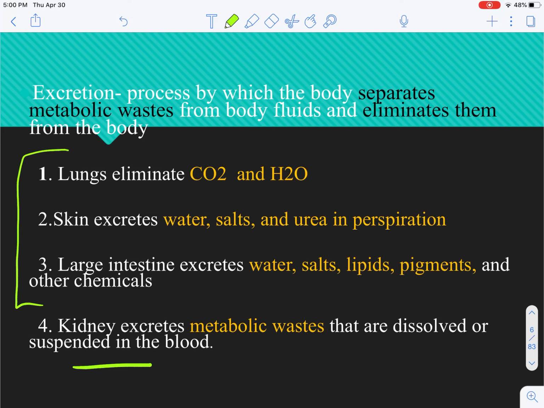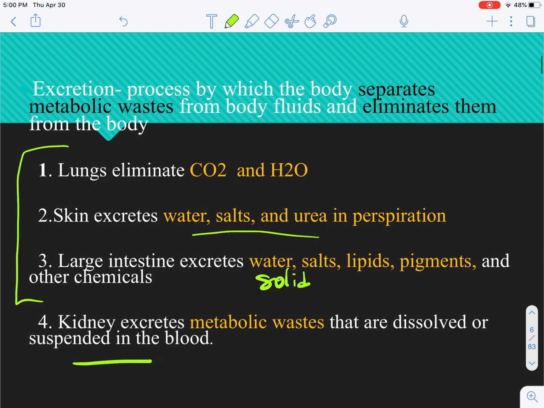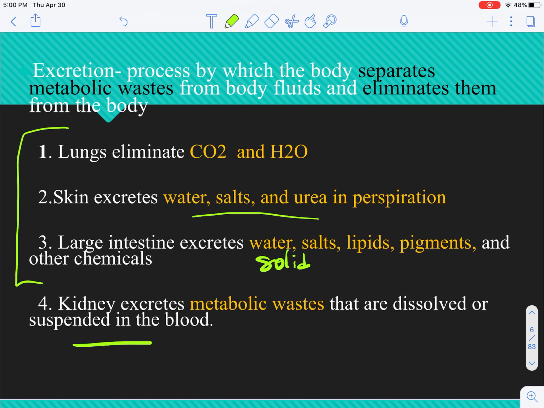For starters, our topic is talking about what excretion is, because it's really a removal of wastes. Our kidneys do remove wastes that are in the blood, but we do have other structures in the body that remove wastes, like the lungs that remove carbon dioxide, the skin that in perspiration releases some waste products besides water, and the large intestine, of course, that removes solid wastes that we discussed in Chapter 6.